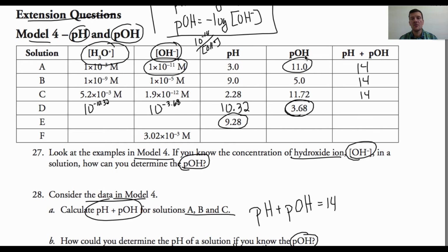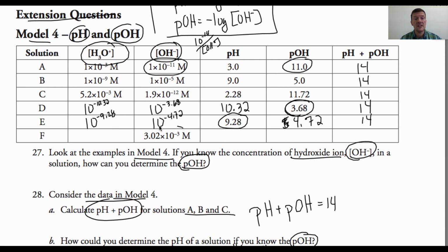9.28, I can find pOH because I know that pOH and pH have to add up to 14. So this has to be, what, 4.72. Okay? And then I would just take 10 to the negative 4.72, 10 to the negative 9.28, and you can fill in the rest of these. And these are always going to add up to 14.